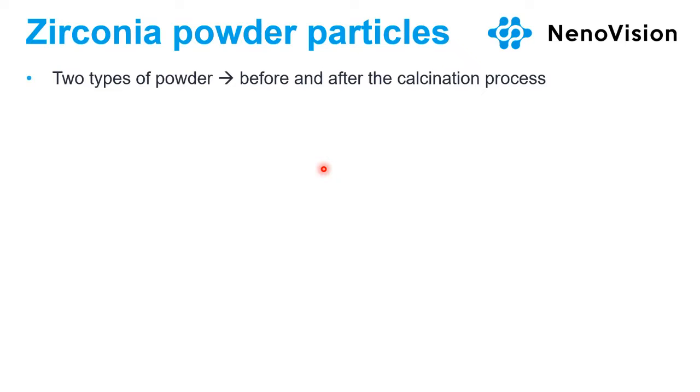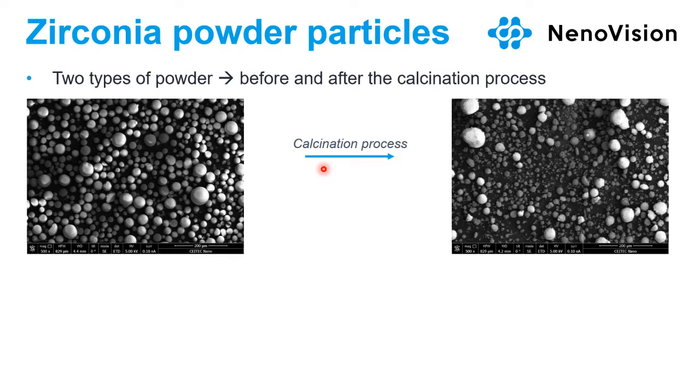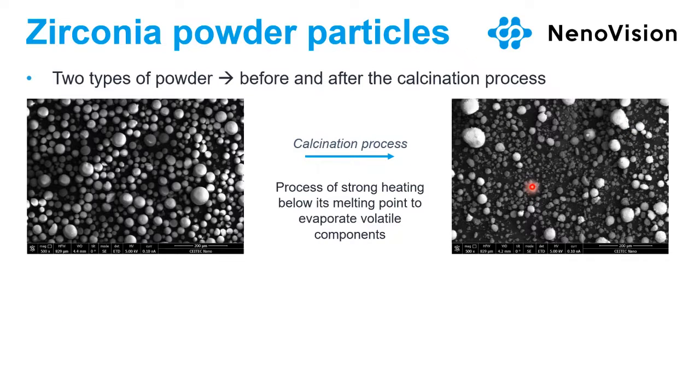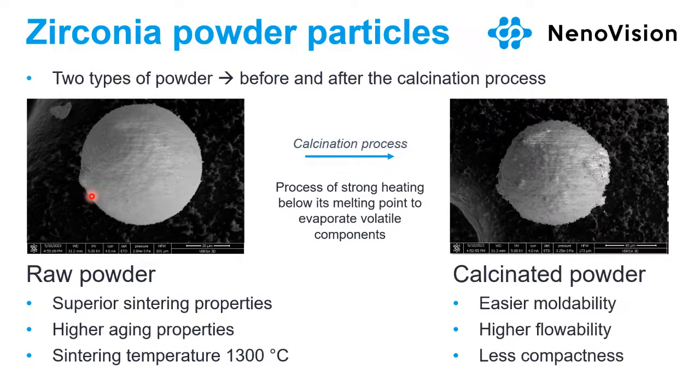So as I said, we're going to have two types of the powder, before and after the calcination process. If we have a look from the overview, they look pretty much the same. There are different sizes of particles, but they look a lot different when we have a closer look. So we have raw powder over here, it looks quite smooth, and calcinated powder over here.